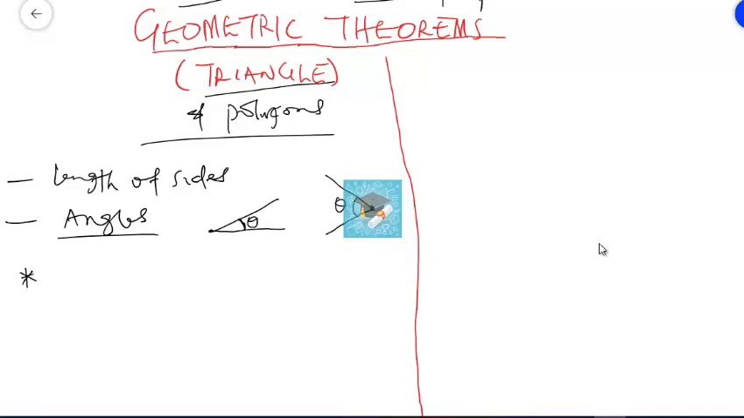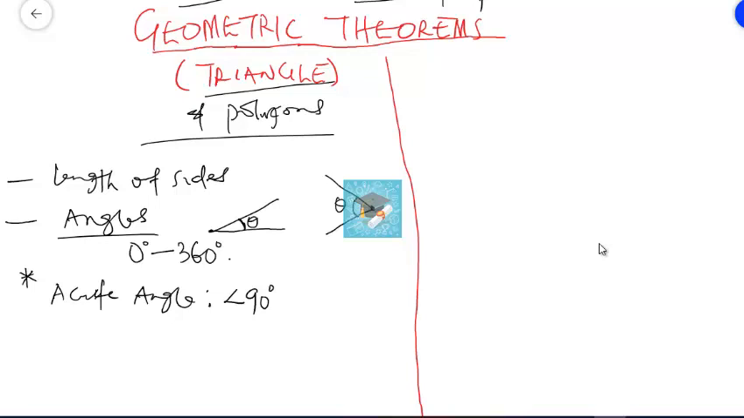Usually in mathematics, angles are measured in degrees, and they range from 0 degrees to 360 degrees. So let's look at the different kinds of angles that we have. The first type is the acute angle. An acute angle is an angle that is less than 90 degrees.